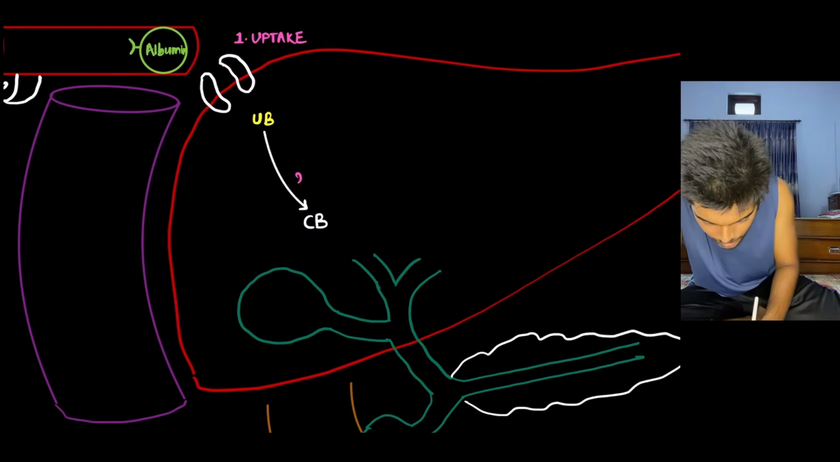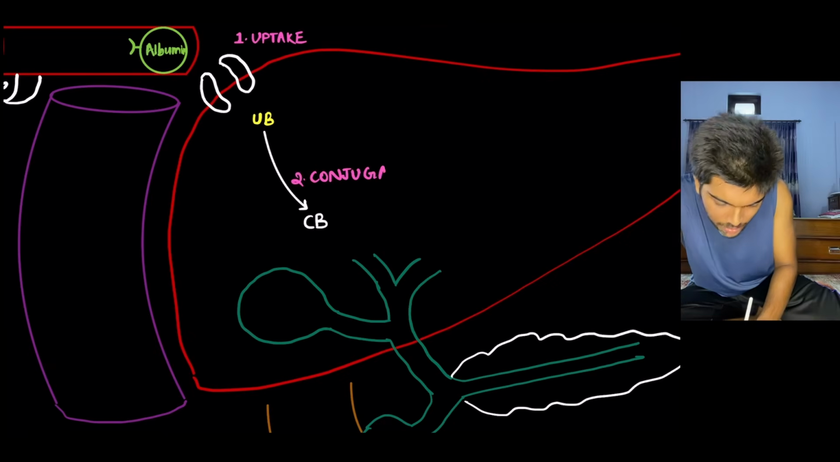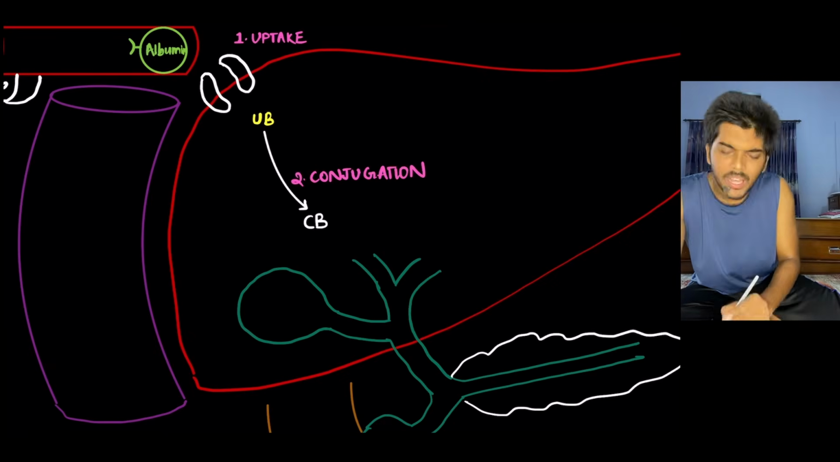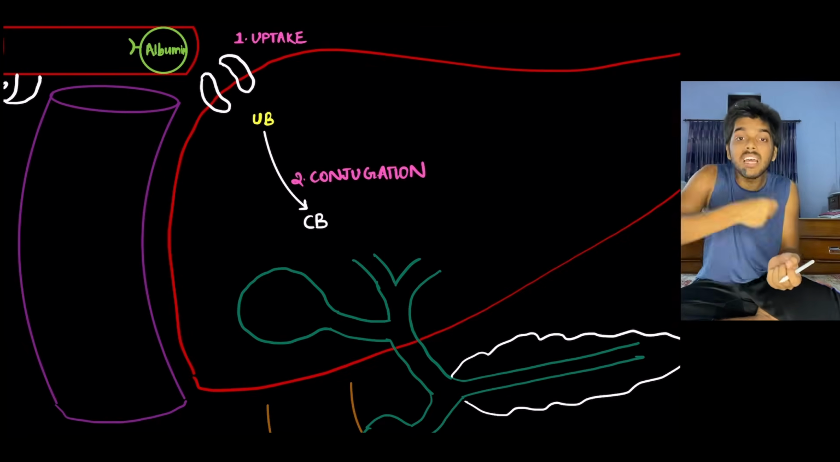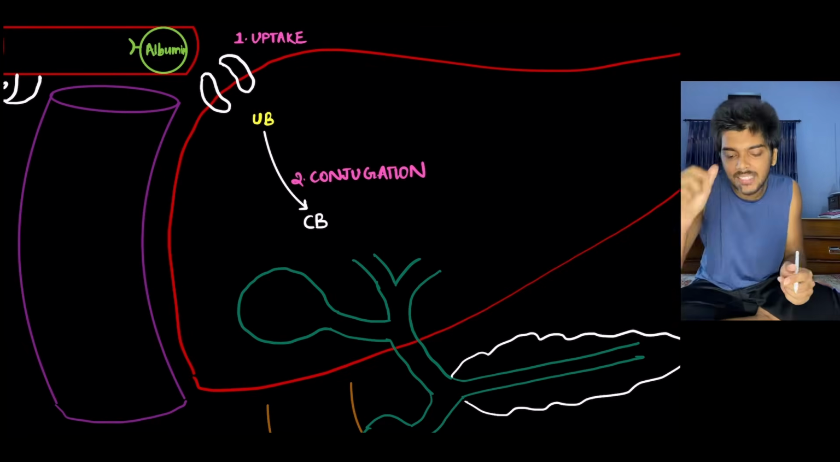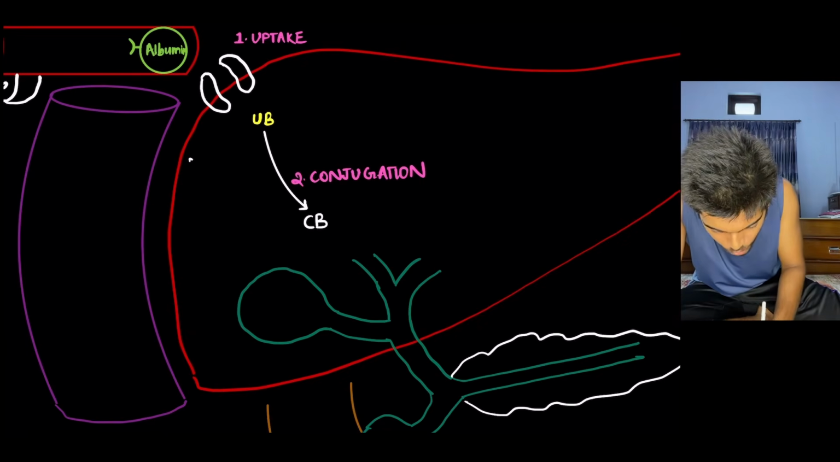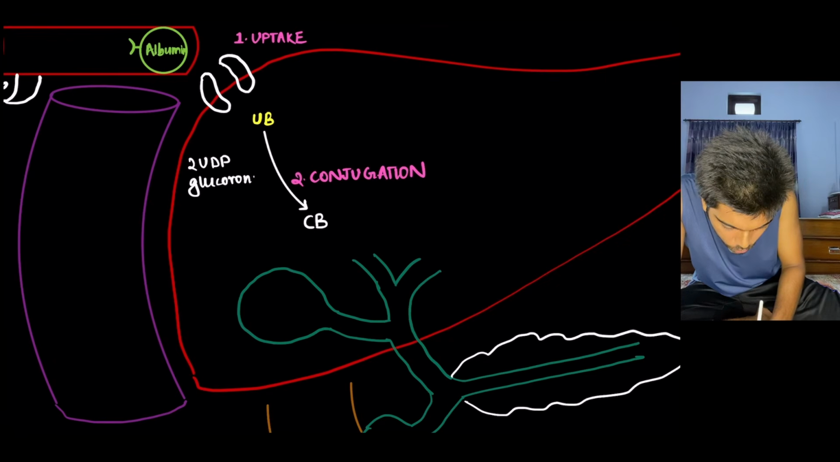Second step, conjugation. For conjugation to take place, something has to come and conjugate with the unconjugated bilirubin. What is that something? There's an acid. The acid is called UDP glucuronic acid. Glucuronic acid. So that gets conjugated.